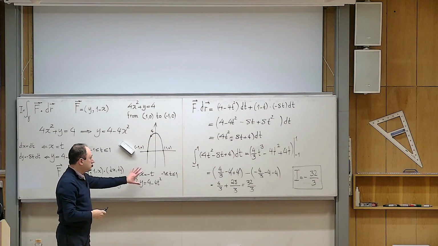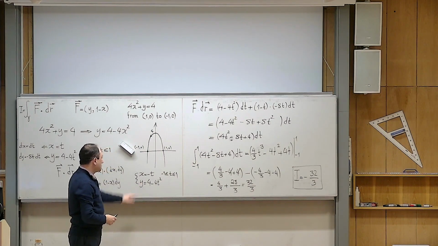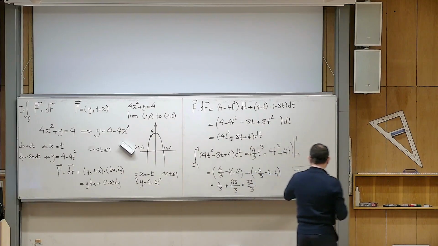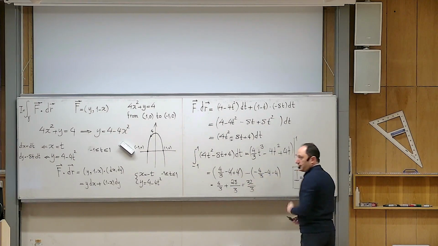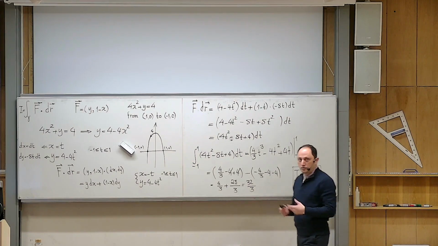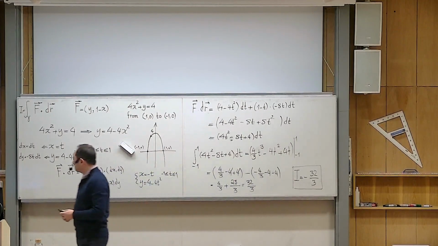And then if you use this parameterization and do this calculation once more, you will get the correct answer minus 32/3 directly at the end. So you don't need to multiply. It doesn't matter which way you use, all of them are actually working.